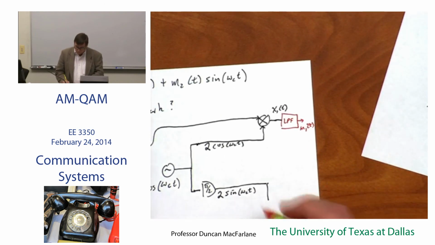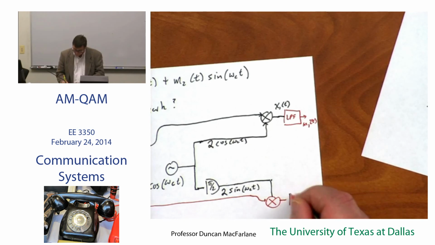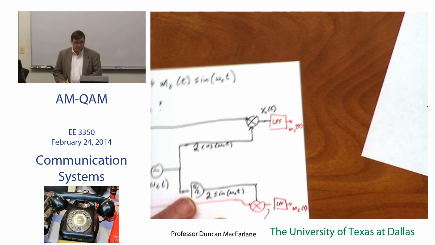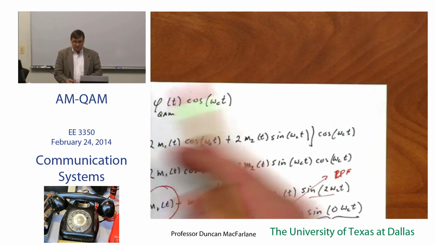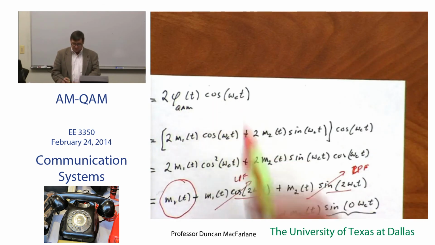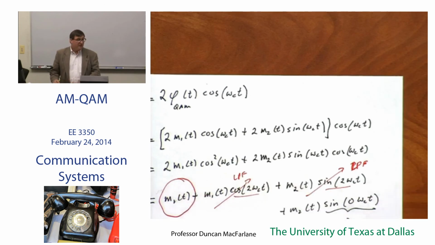So what I'd like you to do tonight, or maybe tomorrow, not too long, is to show that if I send this guy into here, I'll have an x2 of t. And then if I play the same game, low pass filter it, what will come out here will be an m2 of t. To do that, you'll write down x2 of t is equal to 2 psi QAM times sine of omega c t. The only thing that will change will be your trig identities. And with that trick of low-pass filtering, just convince yourself that you get an m2 of t out. Okay?